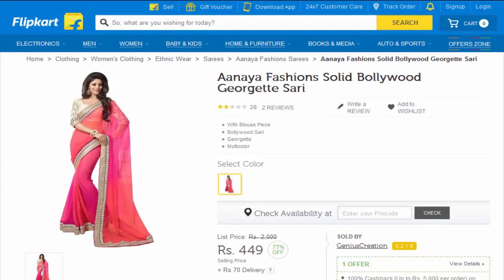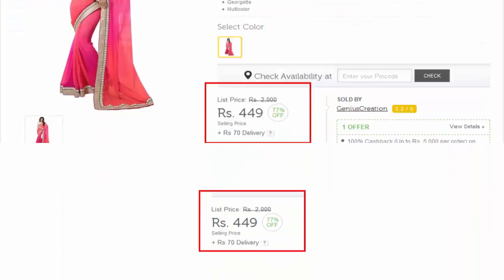Let's look at the example of this sari that's being sold on Flipkart. If you look at the red box, you see several prices here. You see something called a list price of 2000, then there is another price of 449. There's a small circle that says 77% off. What is all this? Let's try and understand what these prices are exactly.